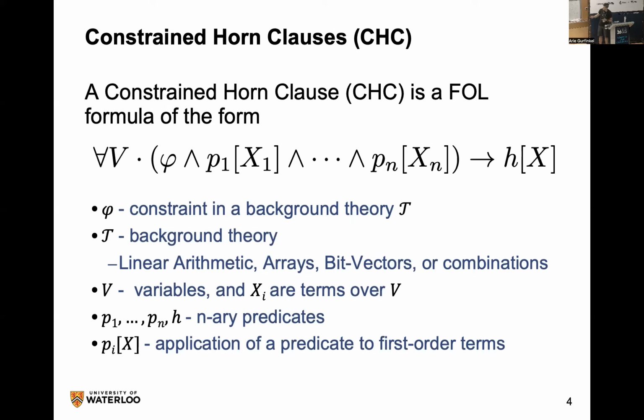Maybe you just can't see it. Anyways, every sentence has this form where we have some kind of side condition. This is our constraint, and in this context, think of the constraint as anything that you can write in SMT, followed by applications of uninterpreted predicates, and then imply another uninterpreted predicate. So this is sort of a rule that says if P1 to Pn become true and some side condition is true, then H becomes true.